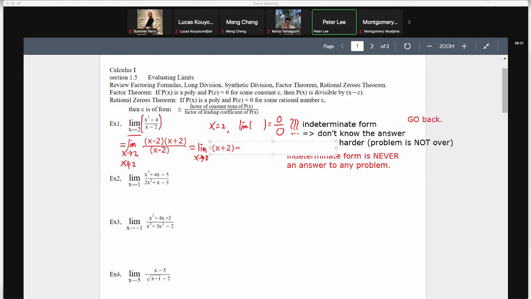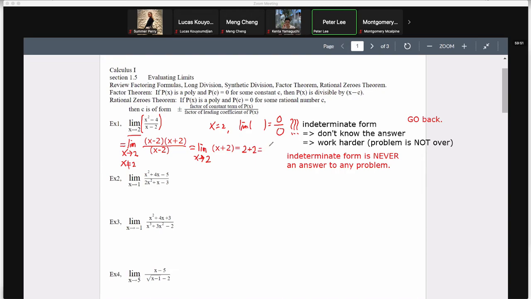And then now, it is not an indeterminate form anymore. We don't get 0 over 0 when you actually plug it in. Why did I write x approaching 0? It should be x approaching 2. X is approaching 2. So this will now be 2 plus 2. Now we plug in here and we write the equal sign.